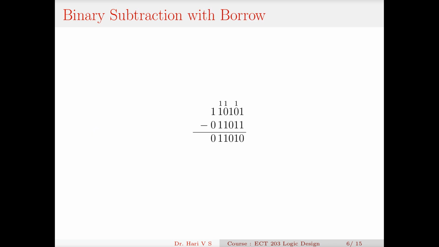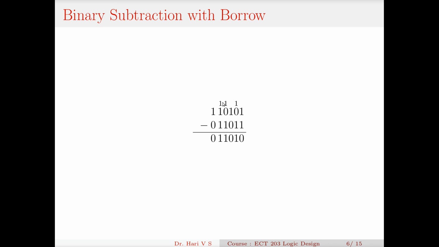If you look at the binary subtraction for larger numbers, say this is 1 1 0 1 0 1 minus 0 1 1 0 1 1, that is 1 minus 1 is a 0. There is nothing to worry about. And there is a 0 minus 1. 0 is less than 1, so 1 should be borrowed from here. That is indicated by this 1 here. It's a 1 0 minus 1, it becomes a 1. So when this 1 is taken to the right, this becomes a 0. 0 minus 0 is a 0.